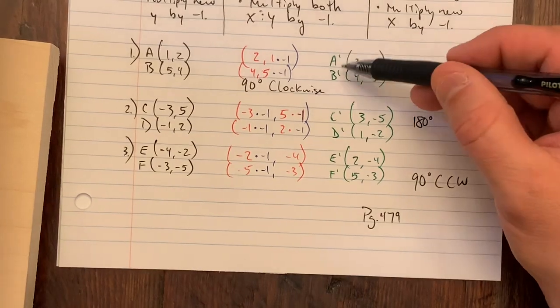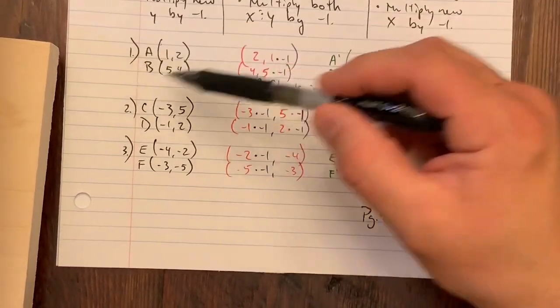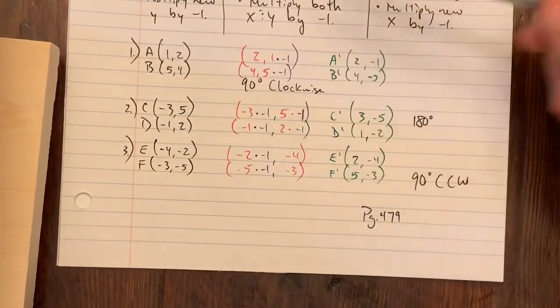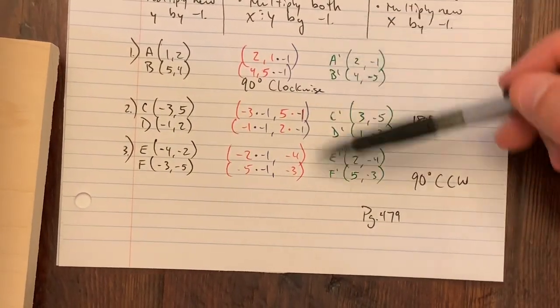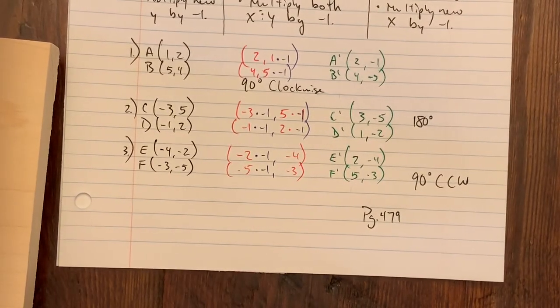A lot of us are forgetting our primes. Don't forget, the primes are showing what the new image looks like. These are over here in this left-hand column. This is the pre-image. This is going to be our new image. The new image has to have the primes to signify the changes that we have made. All right, so that's kind of what we have from there.